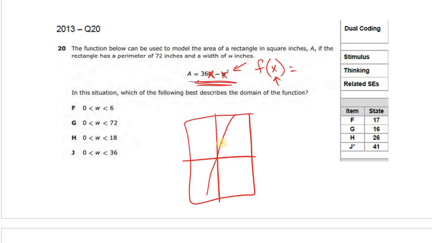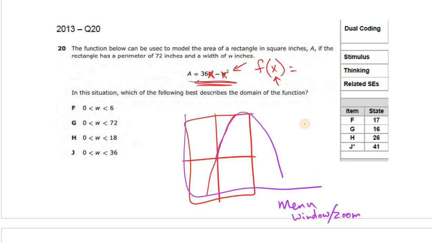So how do we get the view so that we can see more of that graph? If you think or thought that we needed to click menu and then window zoom, you were correct. You'd go there and then you'd click zoom out, and you can keep clicking until you can see more of the graph. It comes back down over here at 36. So it starts at 0, goes at 36.